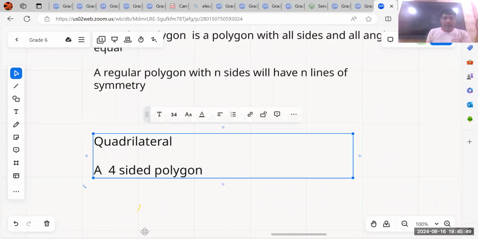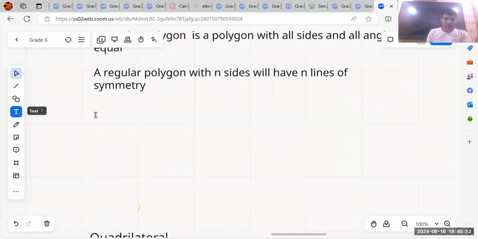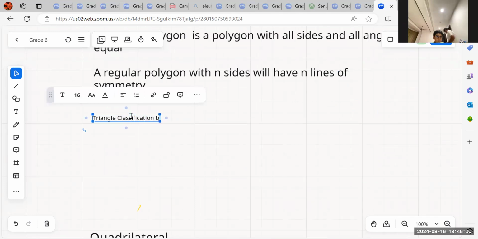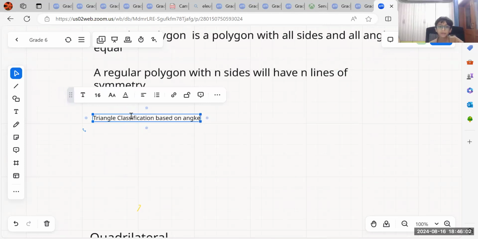Now this was triangle classification based on sides. We have triangle classification based on angles also. Acute triangle.